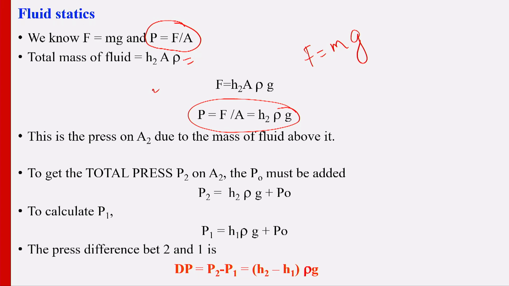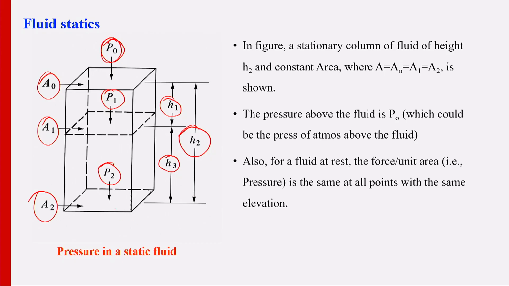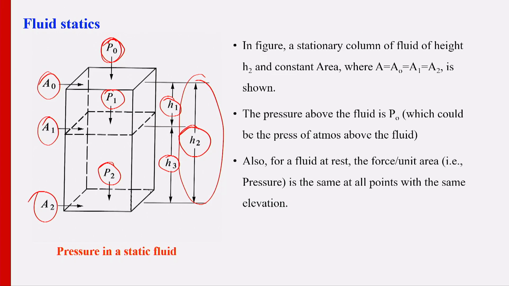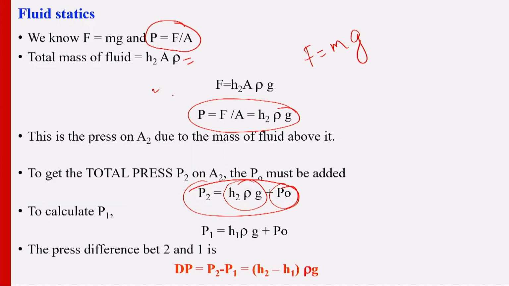So, I want to measure P2, the pressure at point 2, so you have to add P0. I will go back. To measure P2, you add P0 plus this term, that is P2 equal to H2 rho g plus P0. Same way for pressure 1, P1: P1 equal to P0 plus H1 rho g. This is just the basic case here.